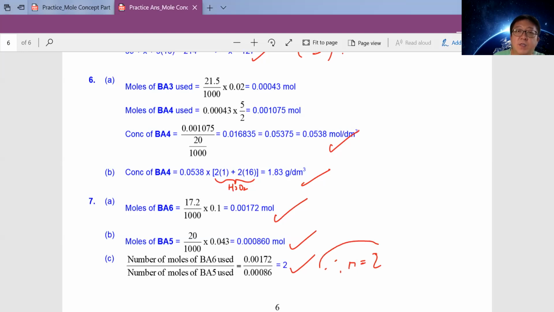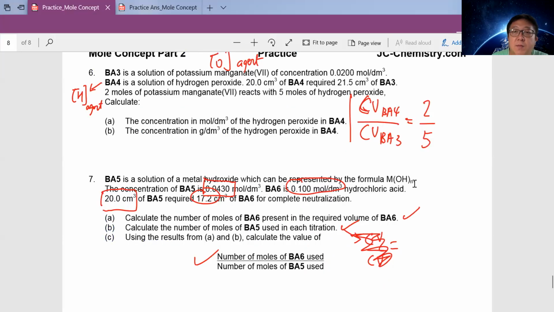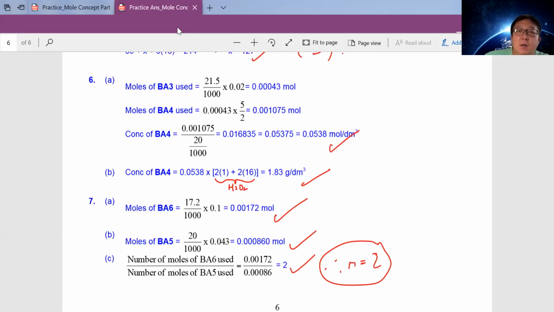So a bit of reverse engineering you must work out. If, let's say, the question asks you to determine the value of N, instead of asking you for this fraction, it's possible for them to test you in this manner. Let's go back to the question paper first. Can you see MOHN? So if N equals 2, according to part B, your M must be M(OH)2 in order to react with 2 moles of HCl. Can you see the relationship?